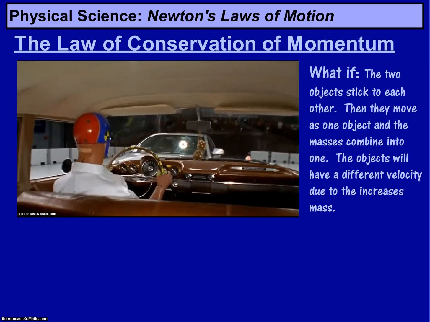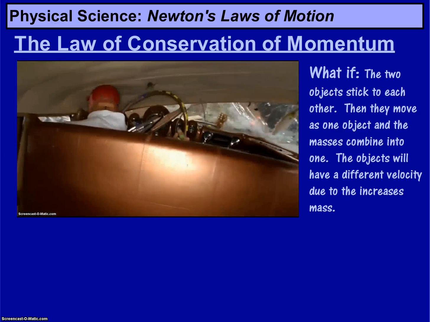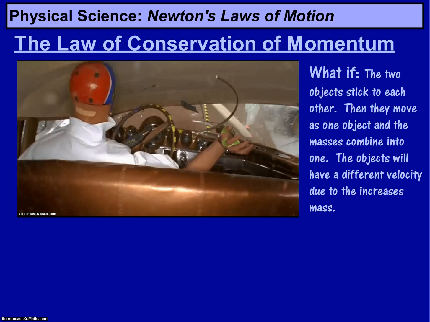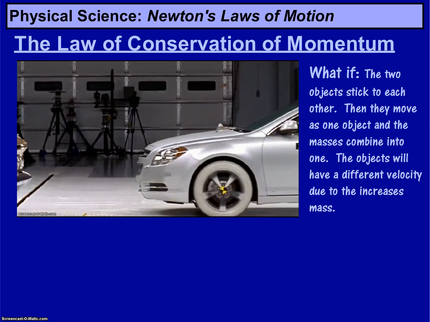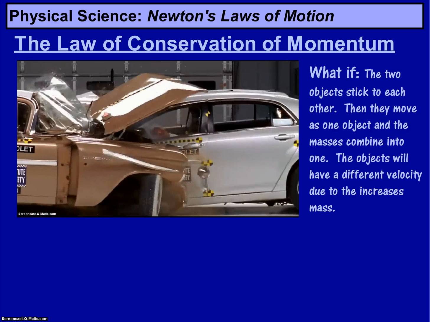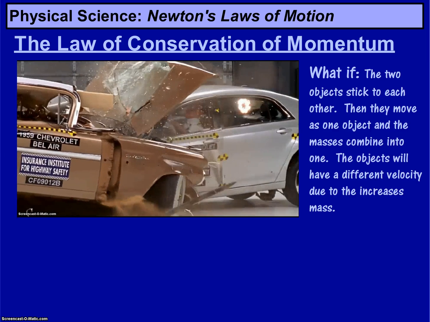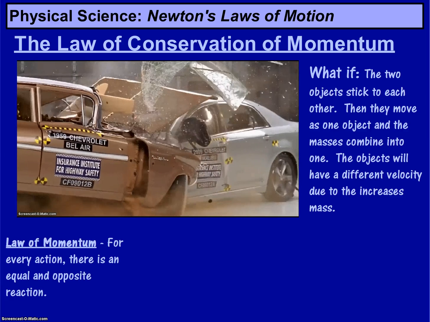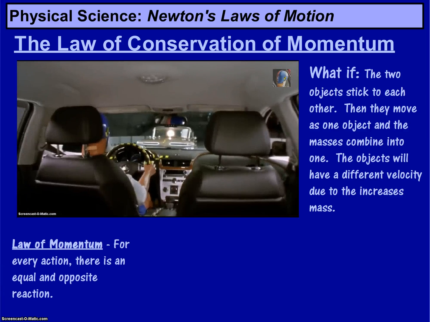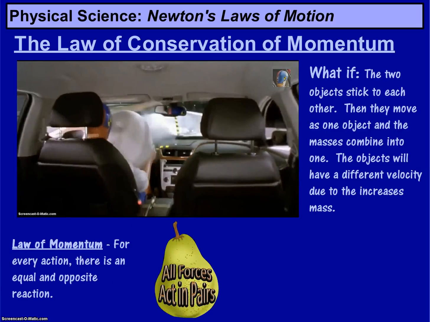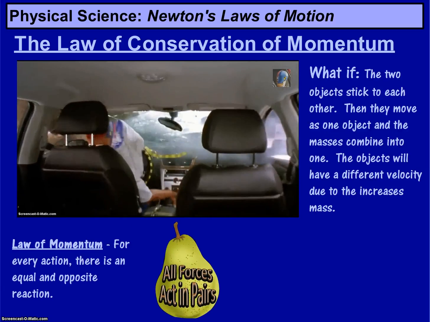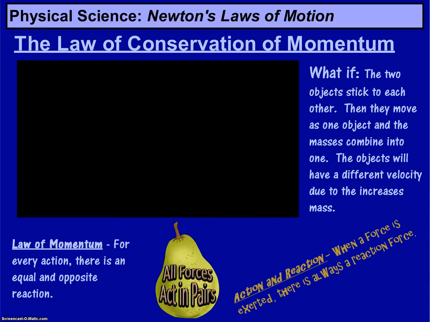Okay, so if the two objects actually stick to each other, then they're going to move as one object. The masses will combine into one, and the objects will have a different velocity due to the increase in mass. If you recall, the law of momentum states that for every action, there is an equal and opposite reaction. This is because, if you recall, all forces are going to act in pairs, and those pairs are action and reaction pairs. You exert a force, there is always going to be a reaction force. And what the reaction force is doing is transfer momentum.